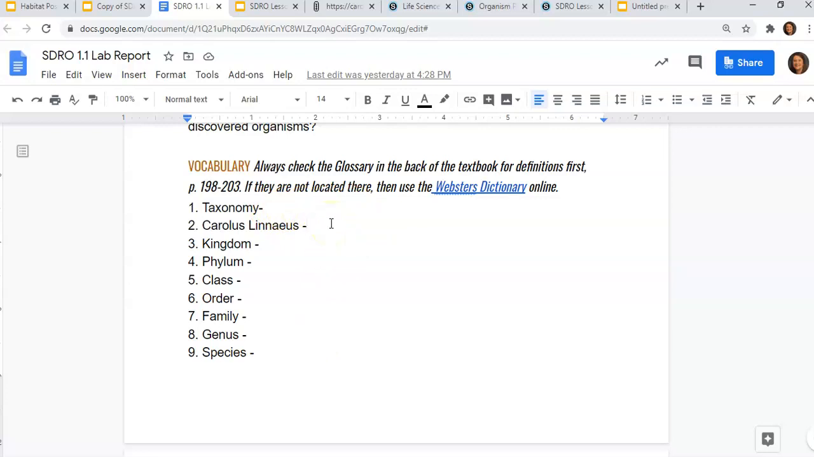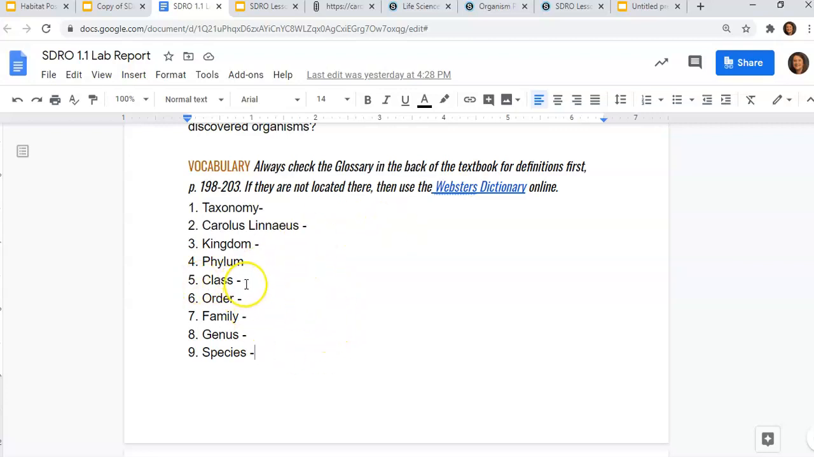Some of these are not in the glossary, and like Carolus Linnaeus, you can refer back to the reading passage to write a definition about him, because the reading passage that we read has several paragraphs that talk about him, so you can just sum up a quick gist about who Carolus Linnaeus is. But I believe most of these are in the glossary in the back of the book. Now, if you are using the Webster's Dictionary or dictionary.com, then make sure you choose the definition that best fits how we're using the word in this lesson.